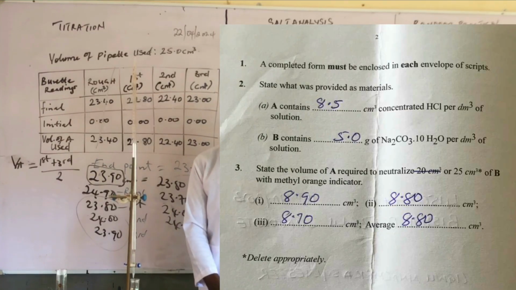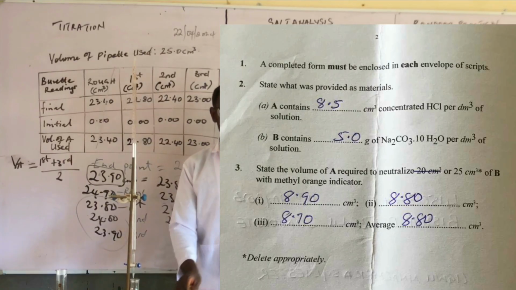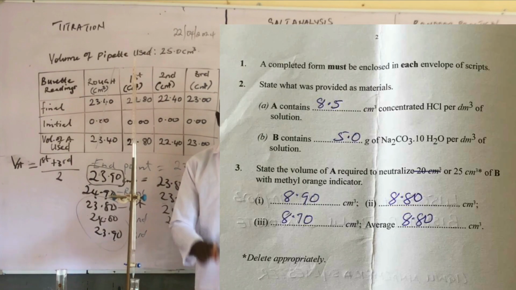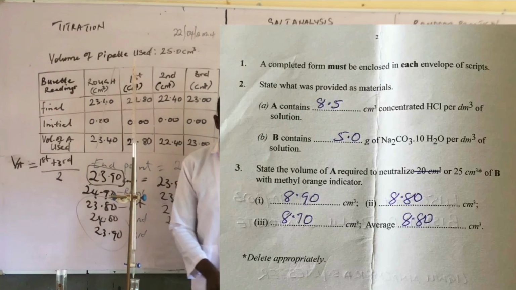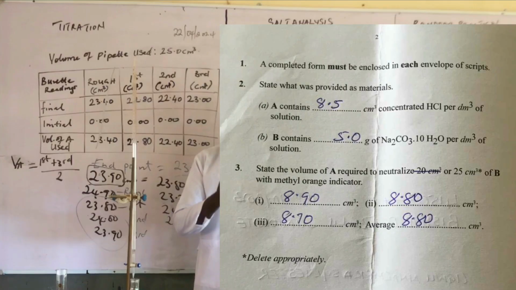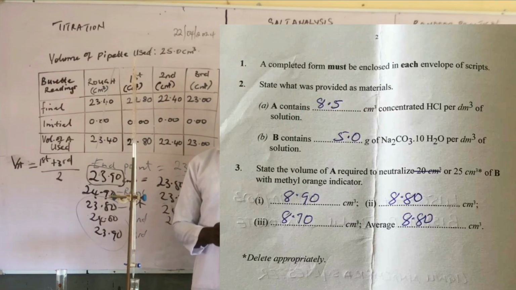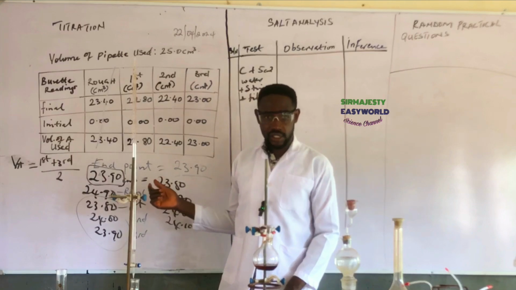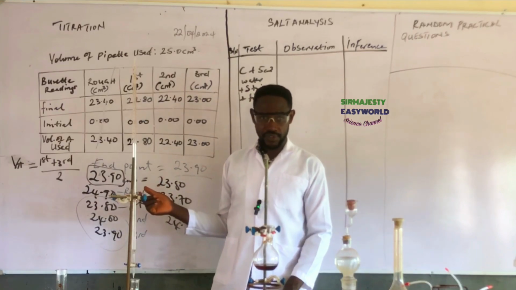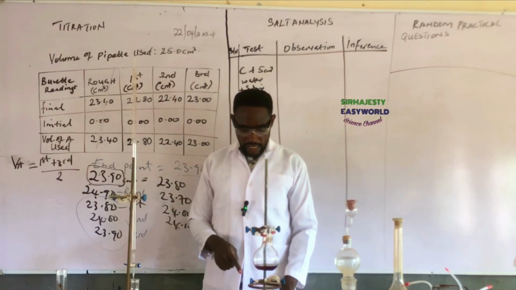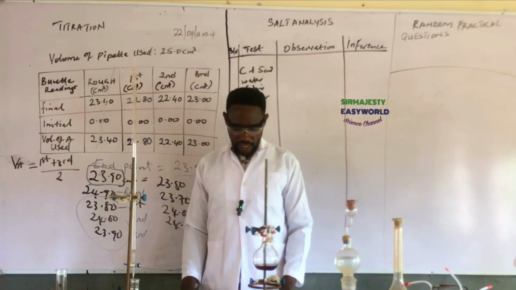Then they said state the volume of A required to neutralize 25. I cancelled 20 in this case. cm cube of B with methyl orange, the indicator they mentioned. Then you say I write exactly the first title you got. Make sure you follow what I taught the student also. Don't be the reason why your student is failing. Make sure you have concordant values. What you are telling your students shouldn't be the first, second, third.